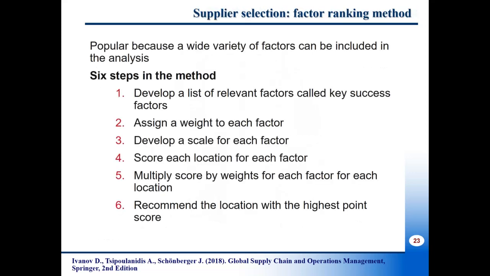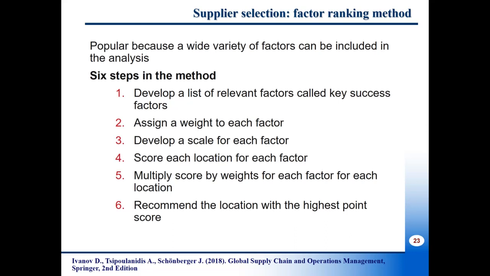Now let's look at one method to select a supplier, namely the factor ranking method. The method is popular because of its simplicity, but it covers a wide range of factors needed by the analysis. There are 6 steps in the method as follows. First, develop a list of relevant factors called key success factors. Second, assign a weight to each factor. Third, develop a scale for each factor.